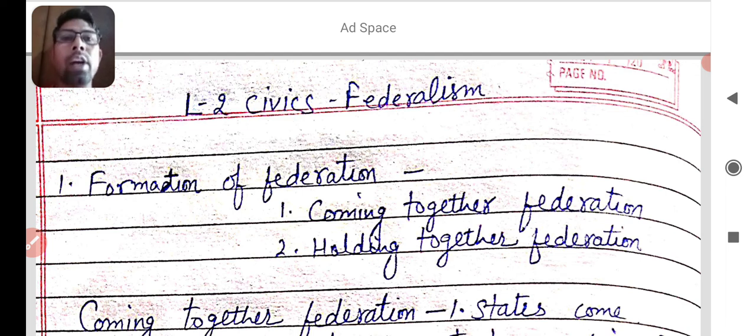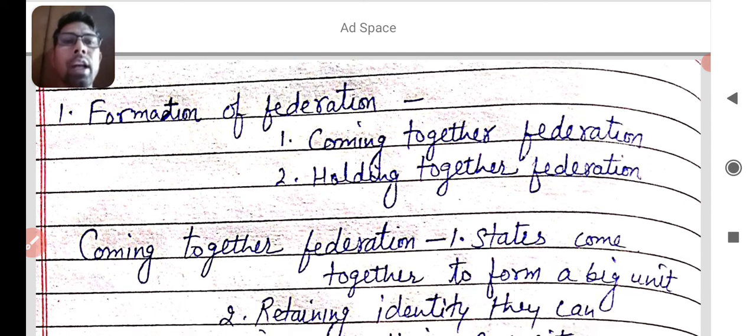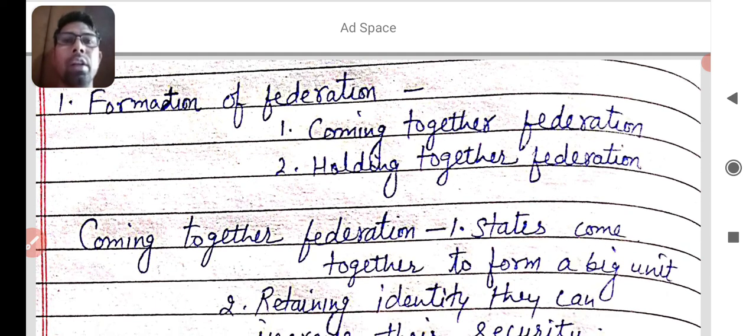So why are you going to read about it? Because there is a difference in powers according to the formation of federation. So we shall read it now. There are two types of federation in different countries. First is coming together and second is holding together.